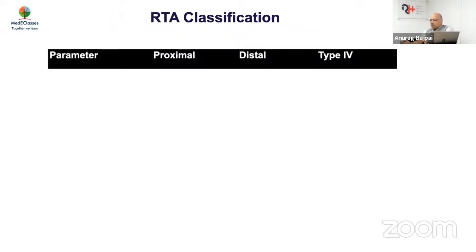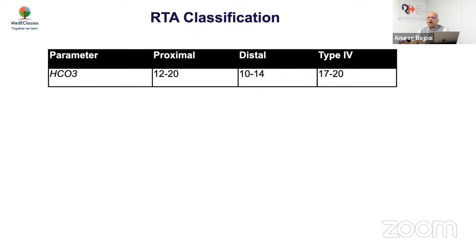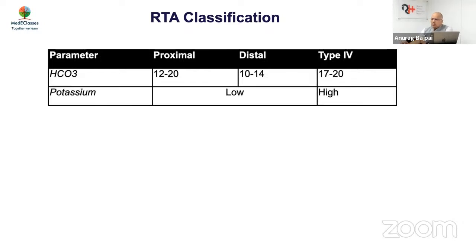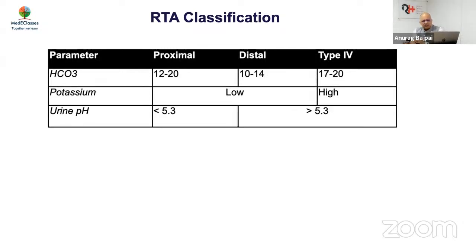Based upon these things, we can classify into different forms of RTA. Bicarbonate, if very severely affected, is more likely to be distal. Mildest is type 4 and proximal is slightly in between. Potassium is pretty much low, but if it's very severely low, I'll think more of a distal RTA. While on treatment, if it becomes low, it's proximal RTA. If it's high, we are talking about type 4 RTA or a very rare form of hyperkalemic distal RTA. Urinary pH should be below 5.3. If it's above 5.3 in acidosis, you're dealing with either distal or rarely type 4 RTA.